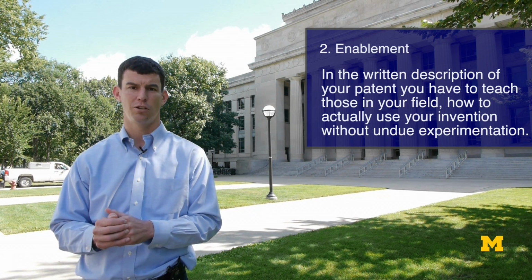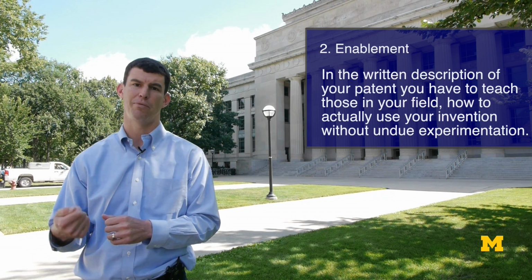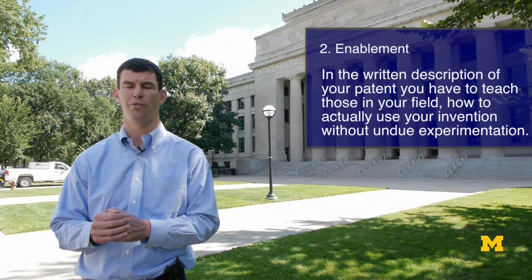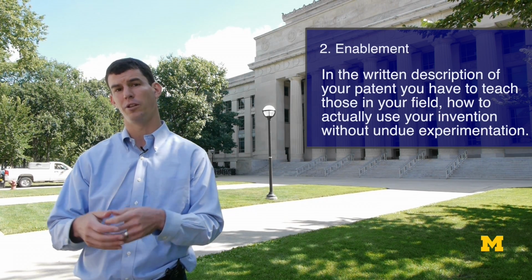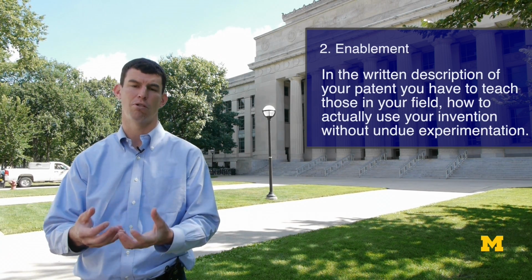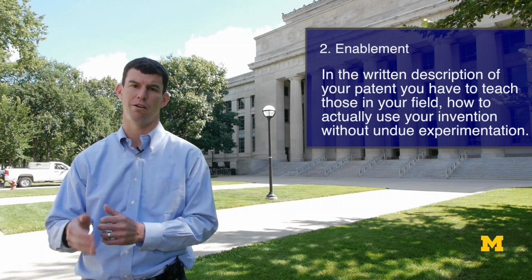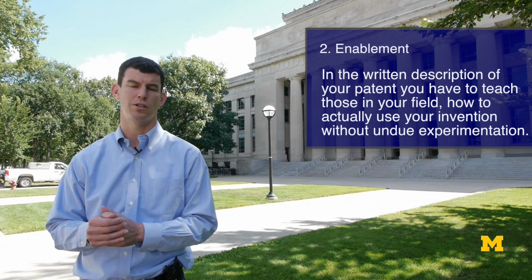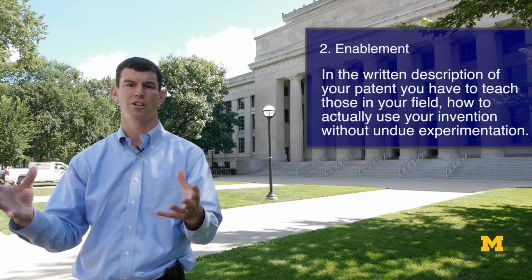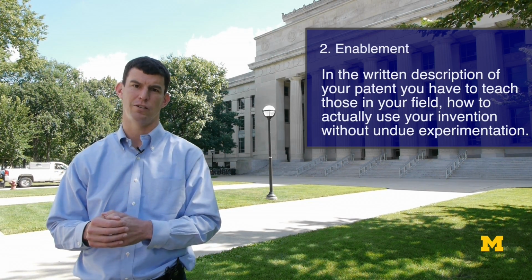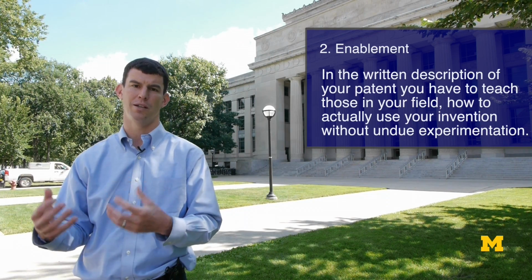You don't have to include a teaching of every step of using your invention. For example, for most software-enabled inventions, you don't have to include the code that would be used to program a general-purpose computer to actually carry out your claimed function or system. But you have to generally describe the invention in enough detail so that those in the field would understand how to go home and build this without what's called undue experimentation.